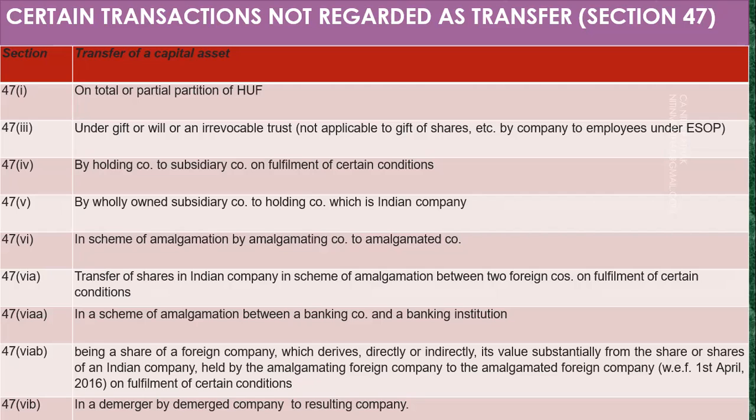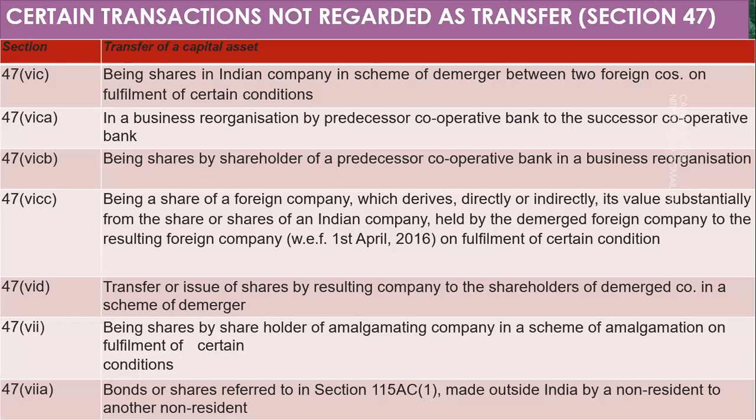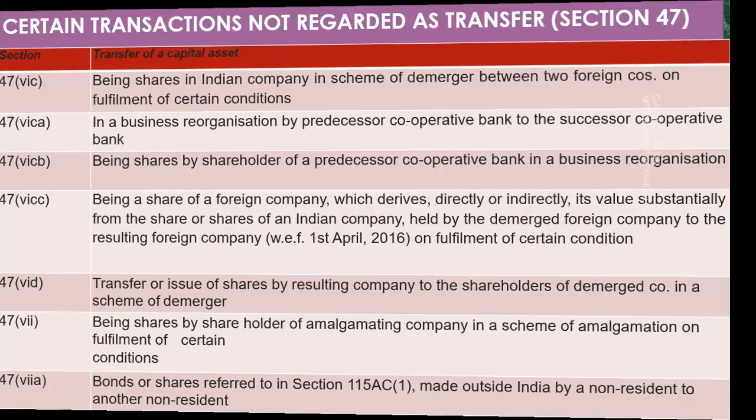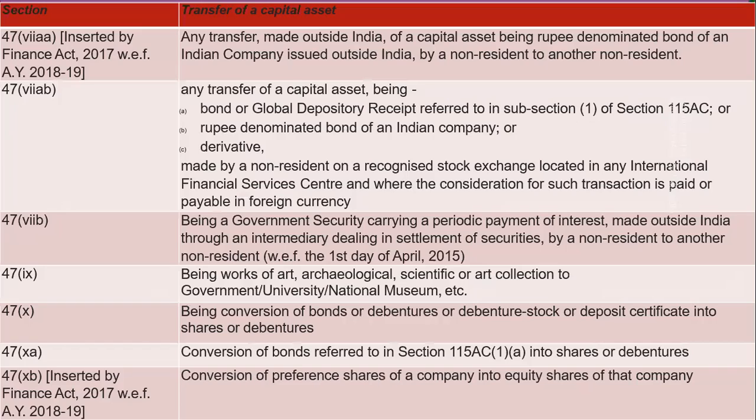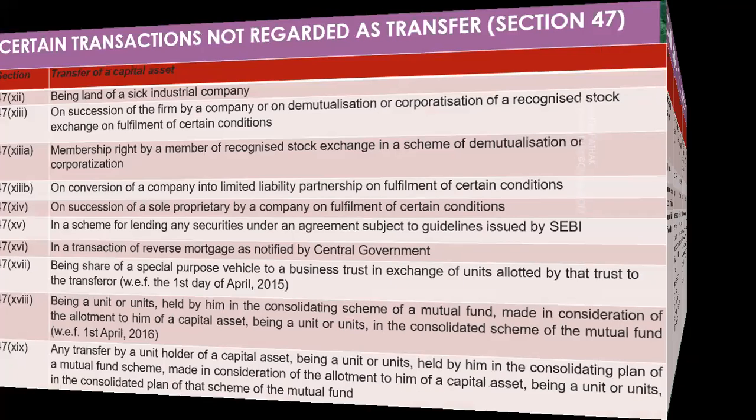In a scheme of amalgamation, the amalgamating company which disappears transfers to the amalgamated company which remains. The Indian company is what we are taking, not the foreign company or a banking company. Similarly for a demerged company, such as Reliance to Reliance Jio, if it is a wholly owned subsidiary holding shares of an Indian company. We don't go into detail here. These are too tricky. You can read it; I don't want to do it here.